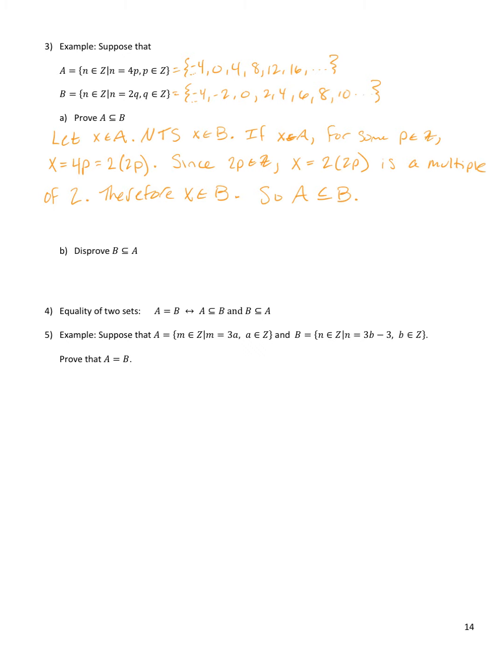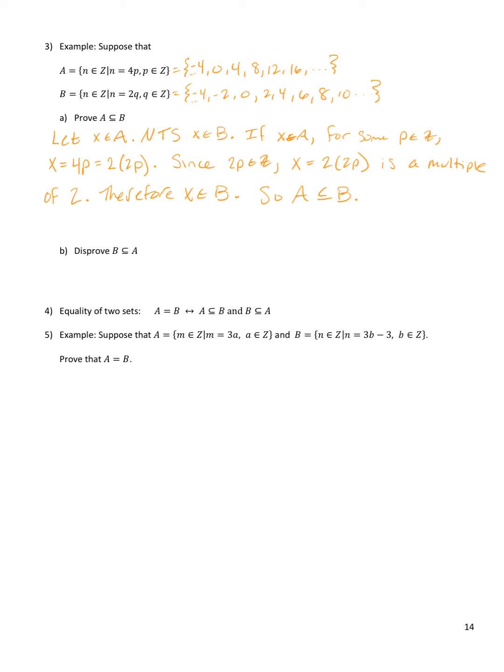You choose an arbitrary element of A. We need to show that that same element is in B. So we let x be in A. That means that x equals 4p, which is 2 times 2p, which means that x is a multiple of 2. Therefore, x is an element of B. So every x that's in A must also be in B. So A is contained in B.